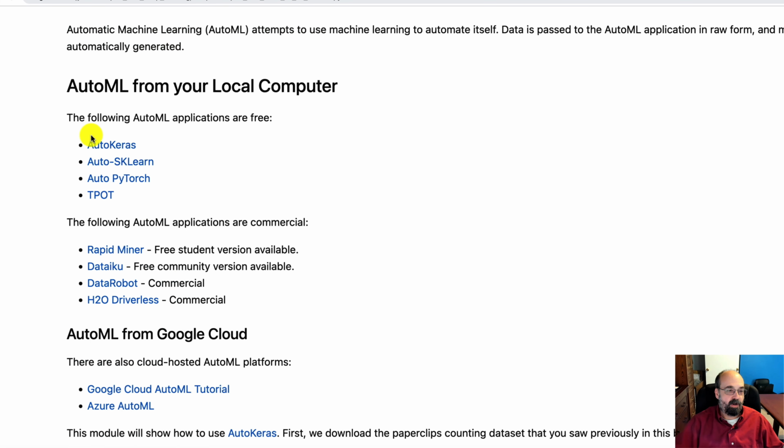We're going to look at AutoKeras. There's also AutoSKLearn, AutoPyTorch, and then TPOT is also a pretty interesting mix into that solution as well. These are the free products that solve this space. Then there's also RapidMiner, Dataiku, DataRobot, H2O, Driverless. All of these are various entries into the AutoML space. There are tons of these guys.